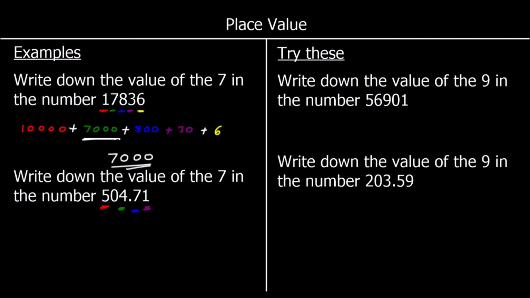So we could again split this number up. We've got 500. We've got nothing in the tens column, so we don't have to write that. We've got 4 in the ones column. And then we've got 7 in the tenths, so that's worth 0.7. And we've got 1 in the hundredths, and that's worth 0.01. So what is the 7 worth? The 7 is worth 0.7 or 7/10.